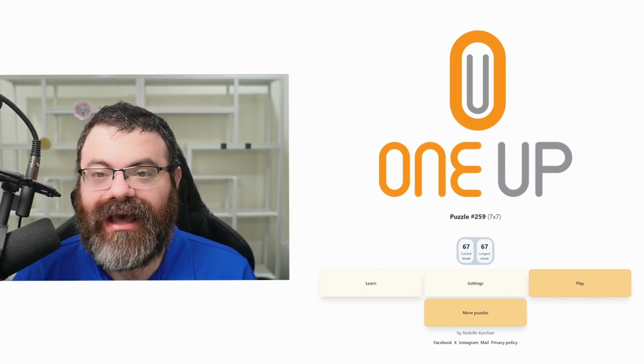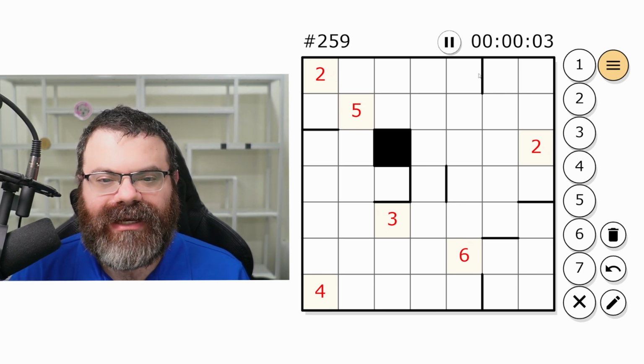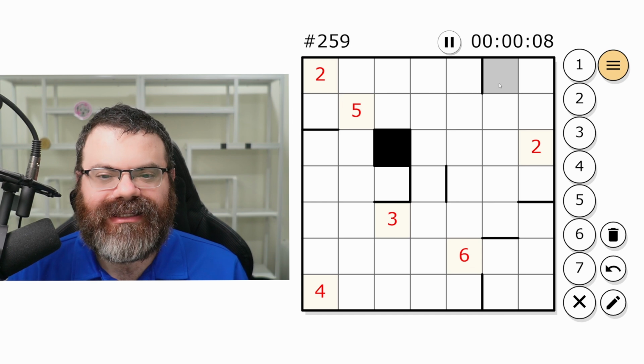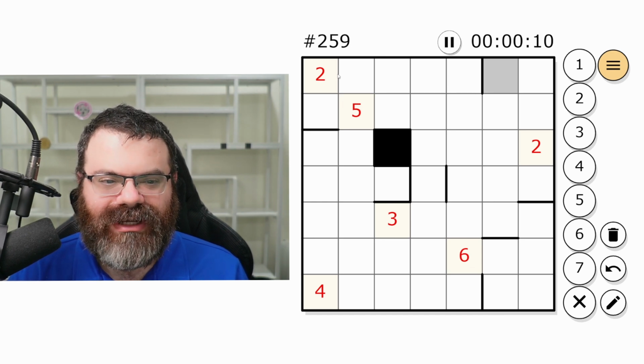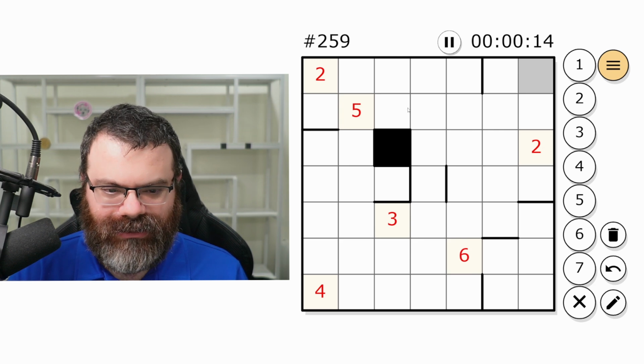Puzzle 259. Today's a 7 by 7. So the way this game works is each row and column has been split by these bold borders into segments. A segment of length n has the digits 1 through n exactly once each. So we need 1 through 5 here and 1 and 2 here.